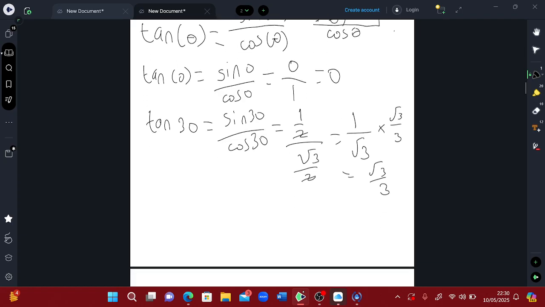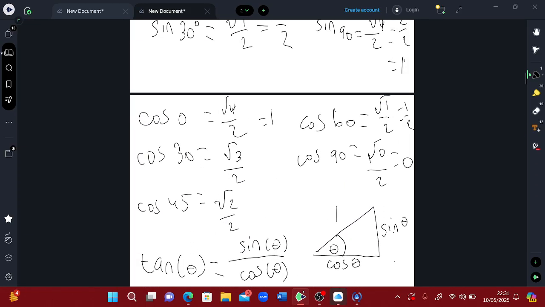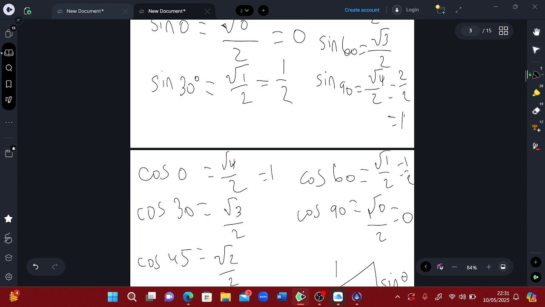Okay, tan 45. That is sine 45 over cos 45. And so we know that sine 45 is root 2 over 2.